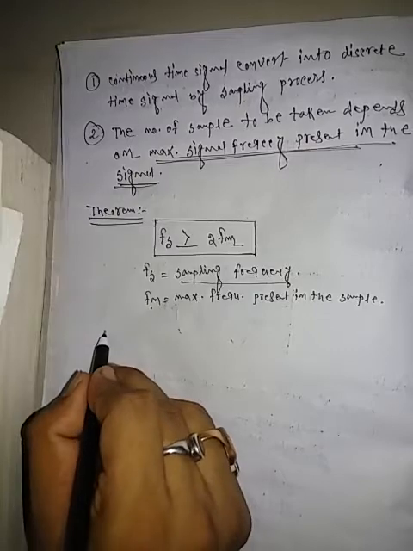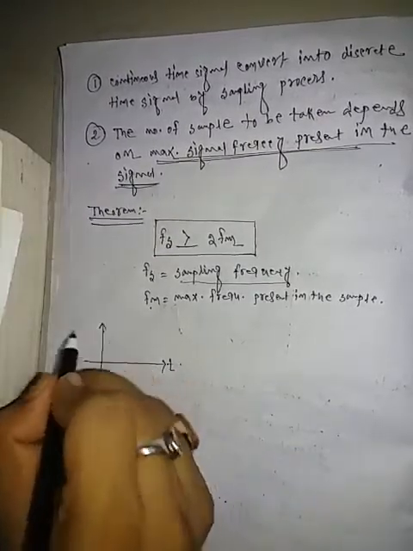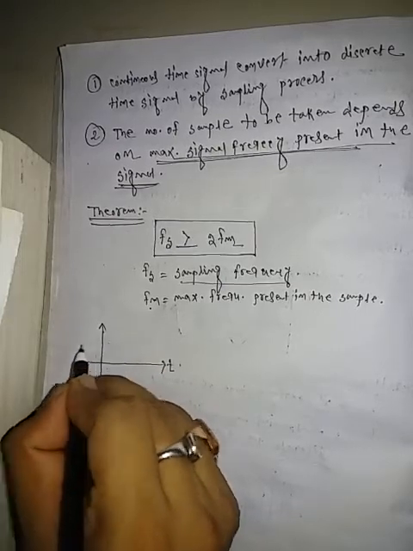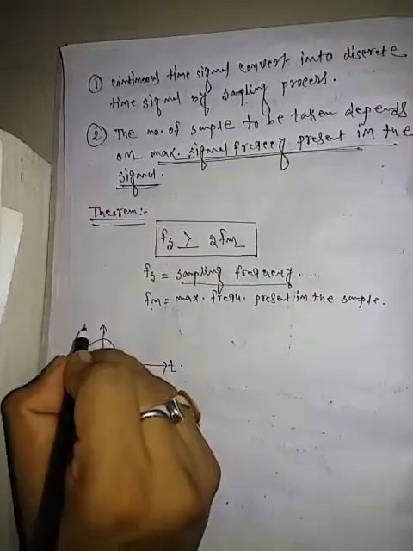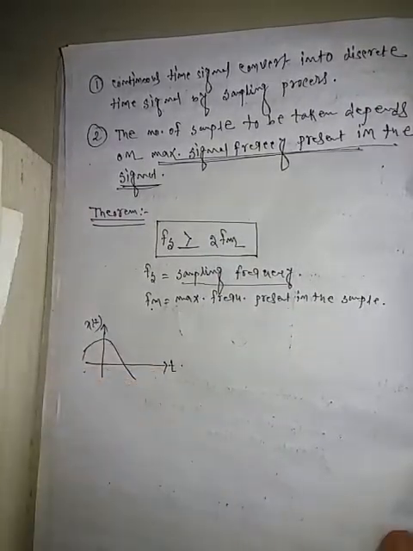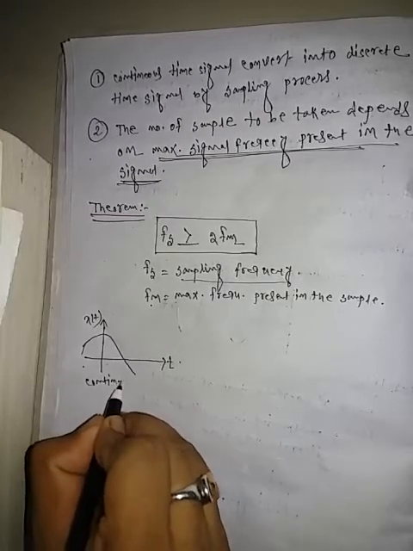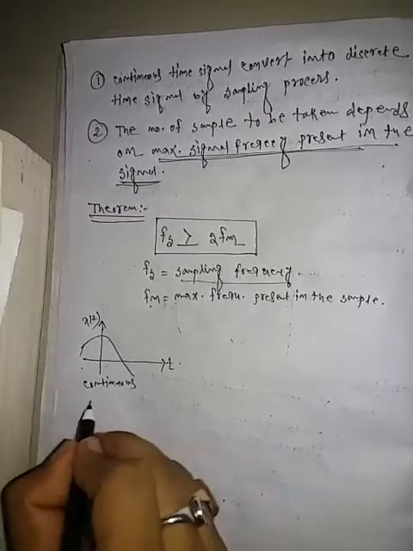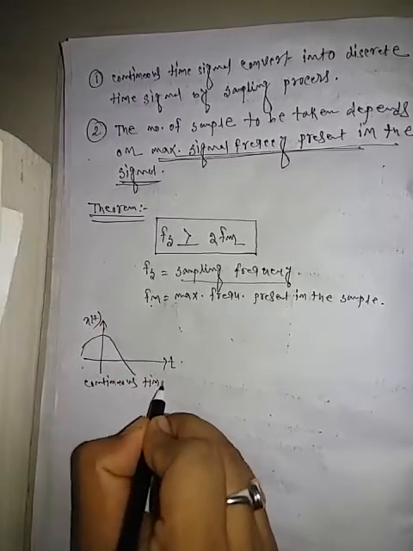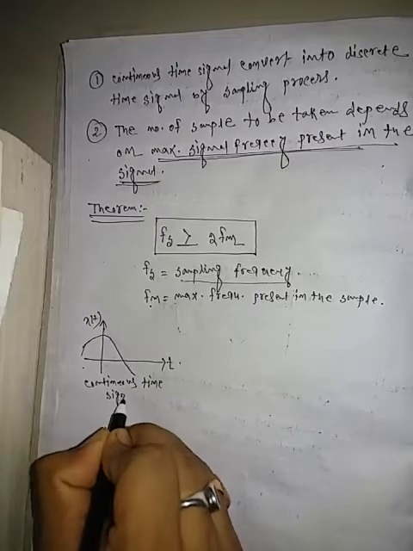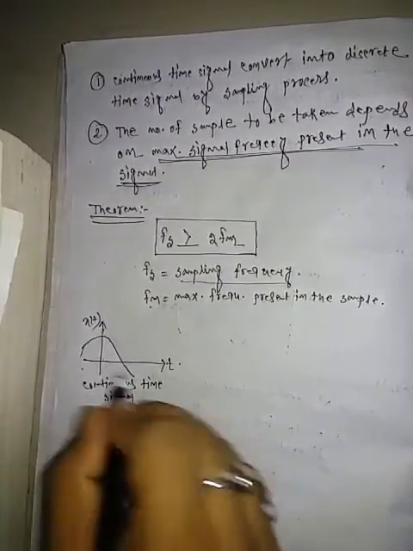A continuous time signal is represented with time T on one axis and amplitude on the other. It is denoted by x(t), where the amplitude is x(t). This is the continuous time signal, also called the continuous time domain signal.